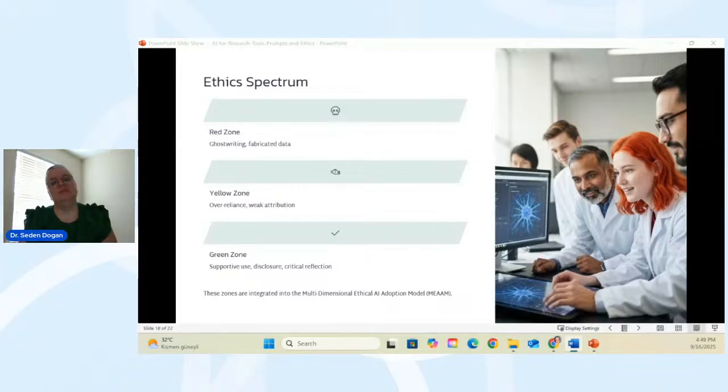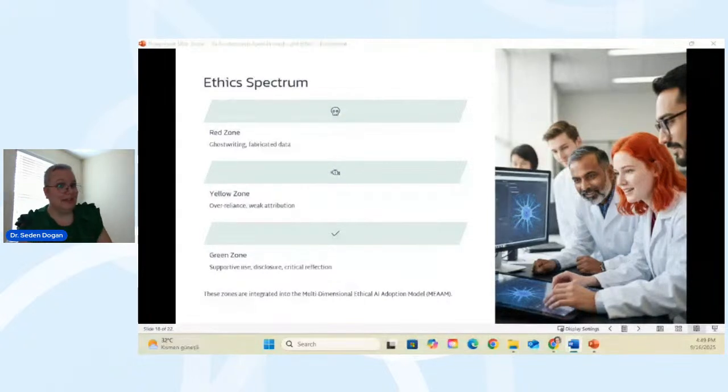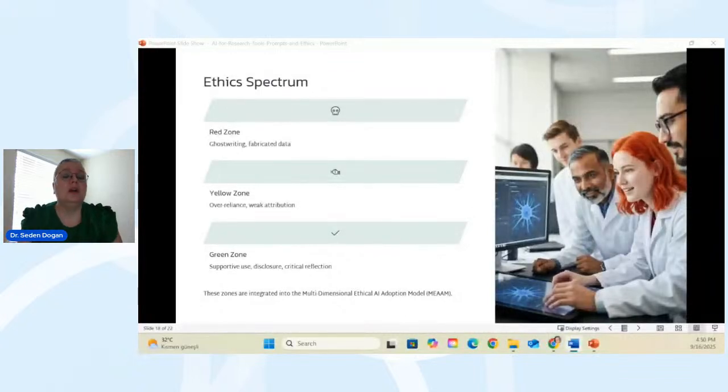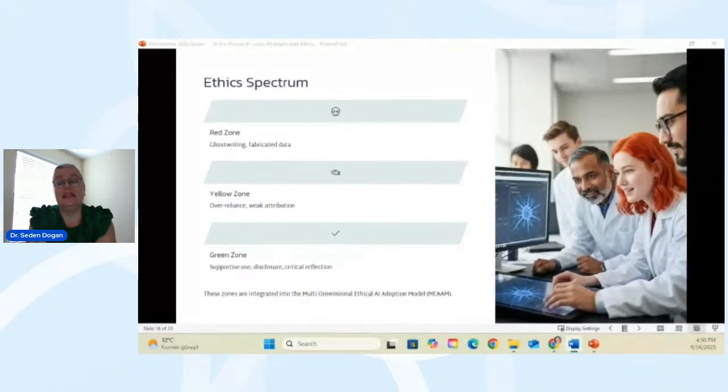And the green zone is where we want to be. In the green zone, AI is used transparently and responsibly. Maybe it helped you generate initial survey questions or suggested some edits for clarity in your writing. The key difference is that you verified the results, made the intellectual decisions, and disclosed the tool you used and the tool's role in your process. So green zone use enhances your work without compromising integrity.